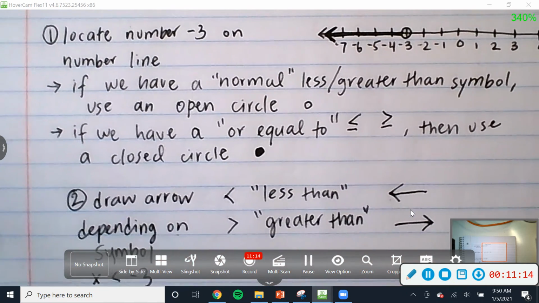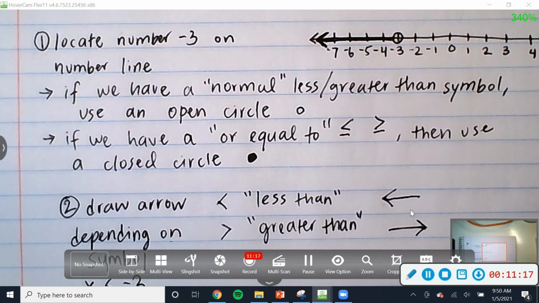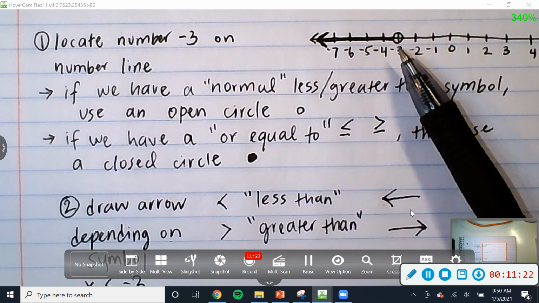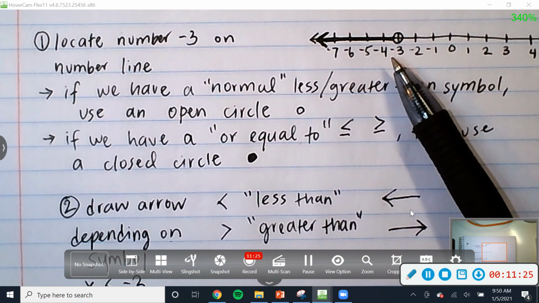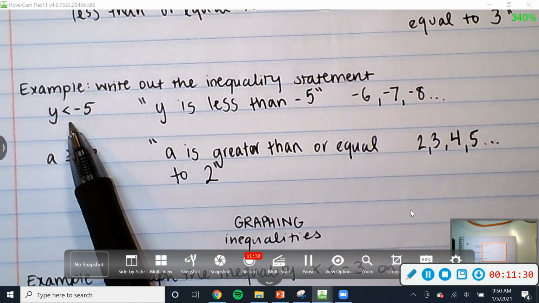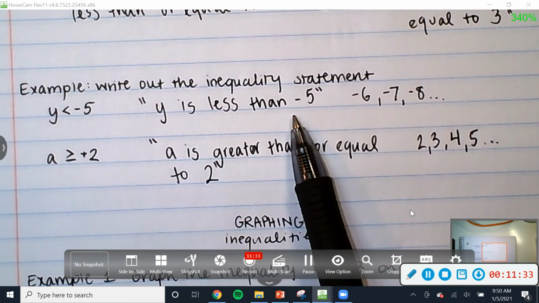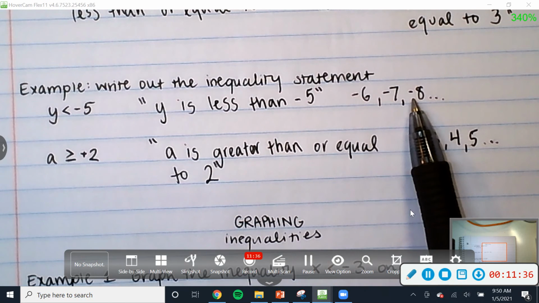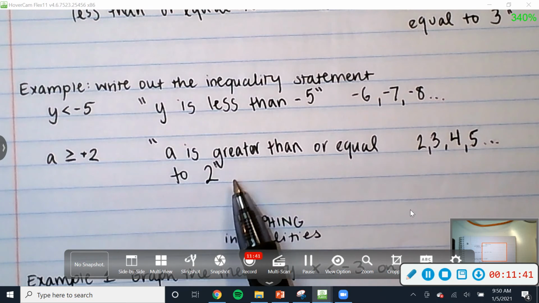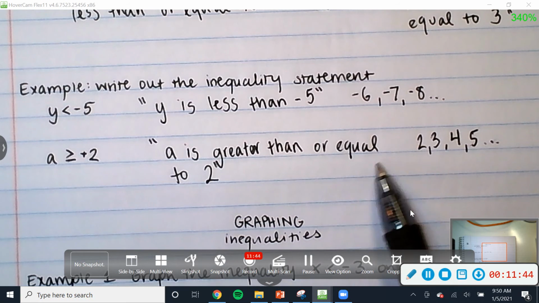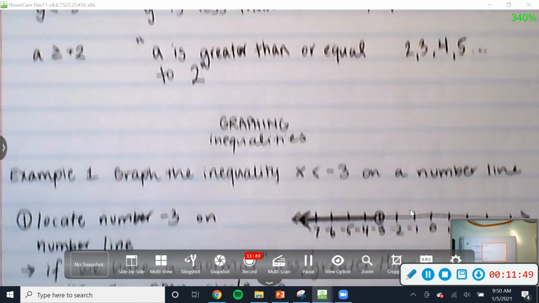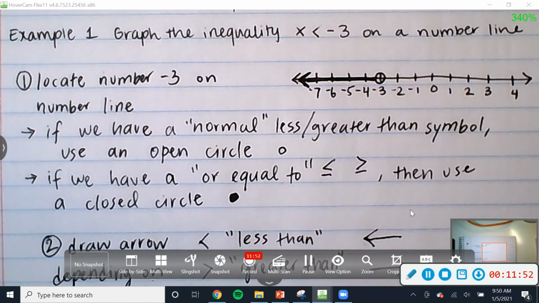I told you guys I would talk really quickly about why we use open and closed circles. The reason we use open and closed circles is because this tells us whether or not we're including our number in our final answer. So remember, when we have a less than symbol, less than negative 5 for this example, that is all the numbers that are less than negative 5. Versus when we have less than or equal to or greater than or equal to, we would include that number. So in this case, we have numbers that are greater than 2, but we're also including 2. So this circle, open or closed, tells us whether or not we're including something.